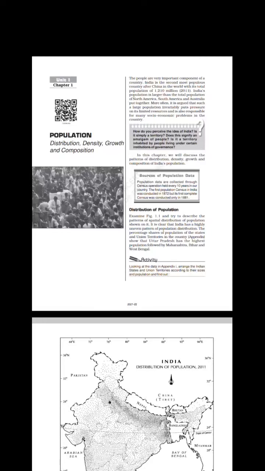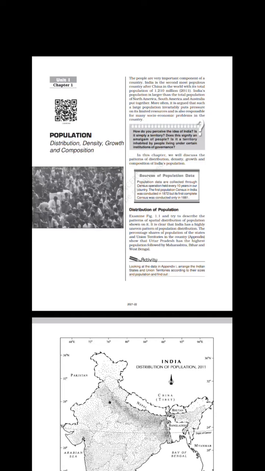India, People and Economy. Textbook in Geography for Class 12, Part 2. Unit 1, Chapter 1. Population, Distribution, Density, Growth and Composition. Audiobook. Take a look at this image. The people are a very important component of a country.